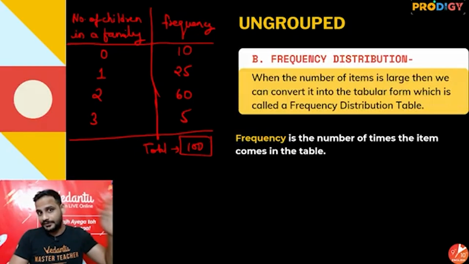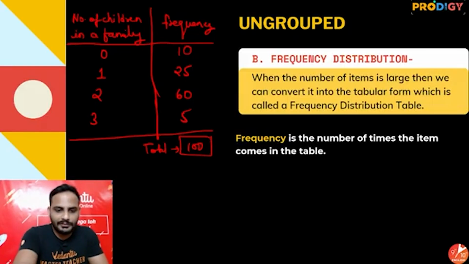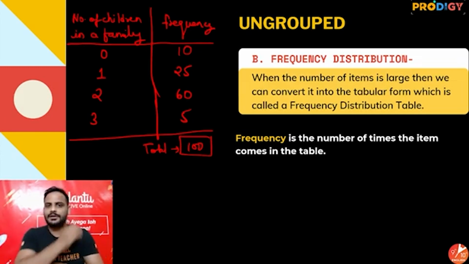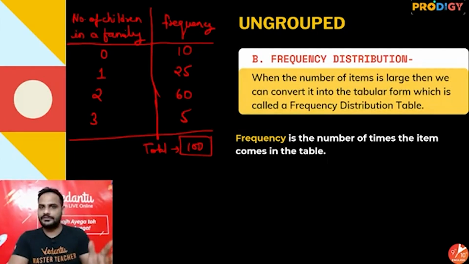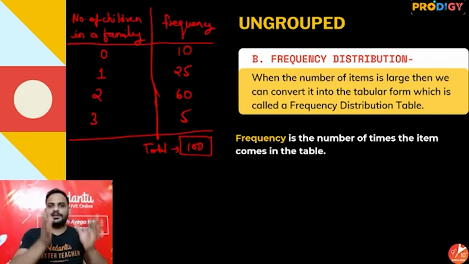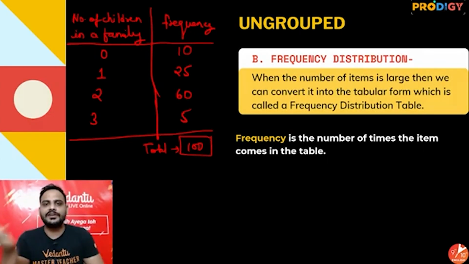Now if this data is present in the raw form, it's going to be troublesome to read and see how many families have 2 children. Now it's very easy, it's very much organized. I can say 10 families don't have any child, 25 families have only one child, 60 families have 2 children, and 5 families have 3 children. So when I organize the data in this form, this is called a frequency distribution.